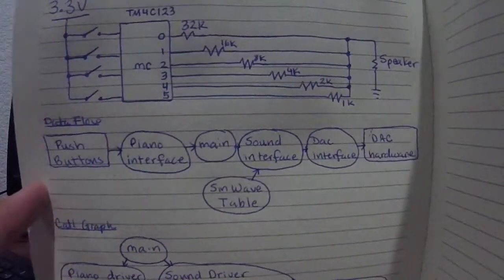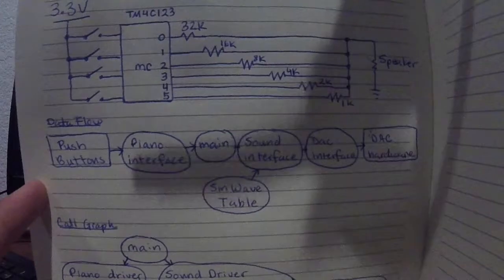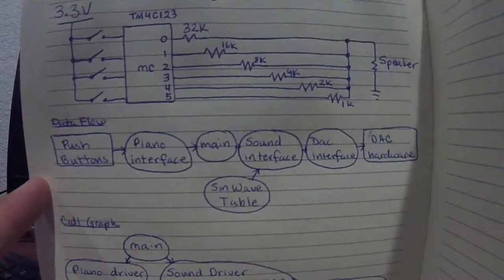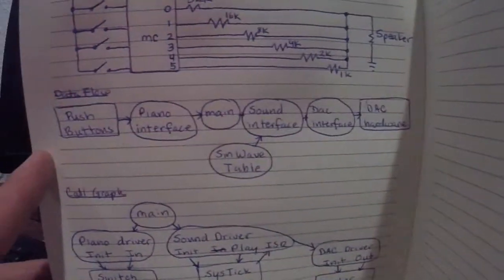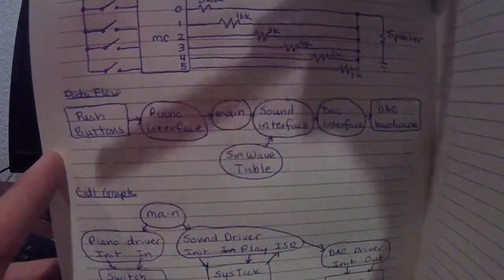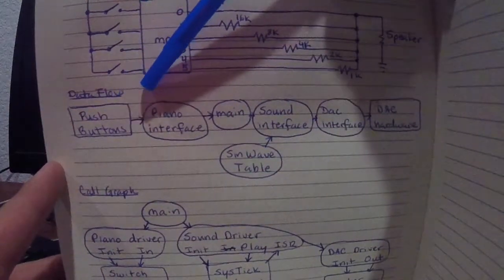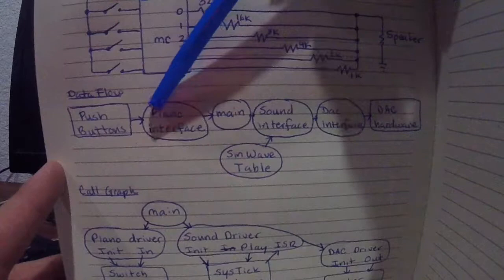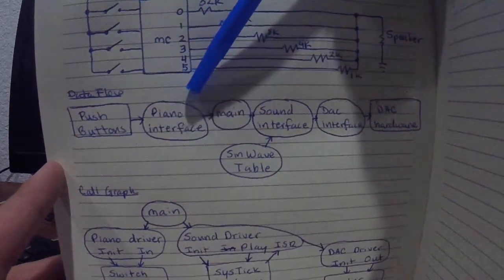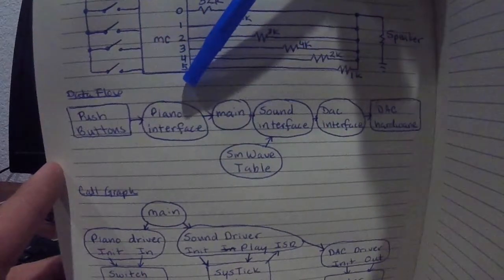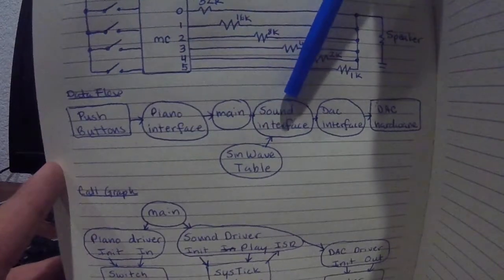And so to talk a bit about the data flow, which is how the information passes through the microcontroller, let me see if I can scroll this down. Okay, so you're gonna have the 4 push buttons, and they will basically talk to the program through this piano interface. The piano interface will collect the information, and the main program will then send that to the sound interface.